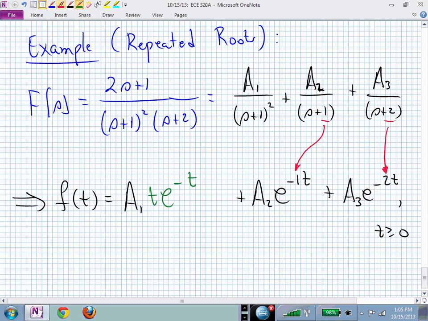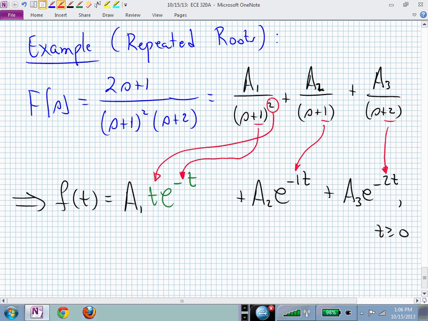The t is coming to us because we had a something squared in the denominator, and the minus 1 is again consistent with that pole at minus 1. So now we're going to have this t e to the minus t term because of this s plus 1 quantity squared factor. What does that do as t gets big?